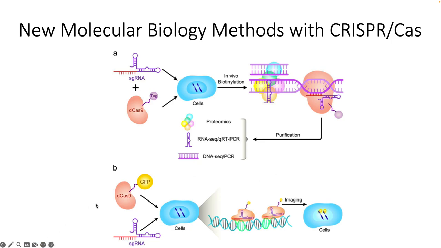Another thing we can do is tag it with GFP, and that allows us to actually learn more about Cas9 itself. When you tag it with GFP, green fluorescent protein, it allows us to see the Cas protein as it is working on the DNA. And so this allows us to learn more about how CRISPR works.